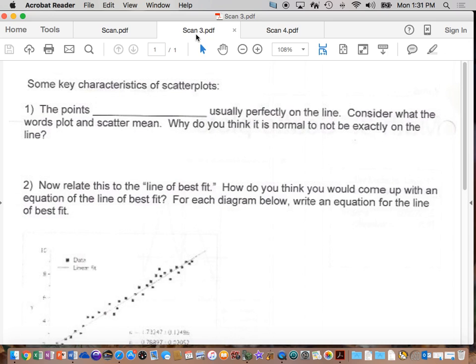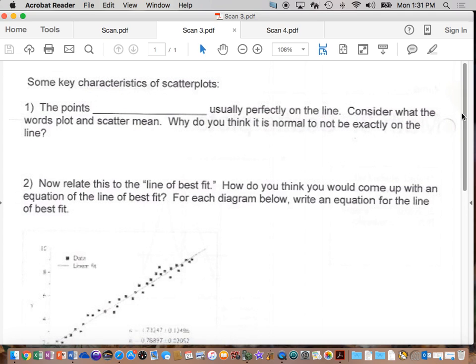All right, so I'm wondering why we're missing scan 2. I'm looking for it. Is this the next page? Yeah, it is. Okay. All right.